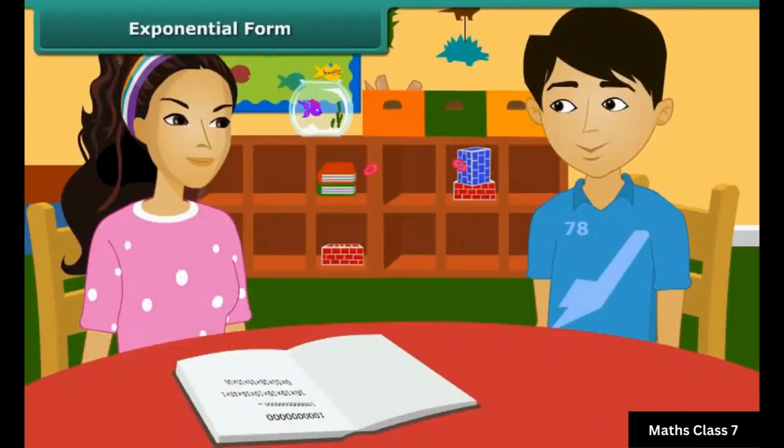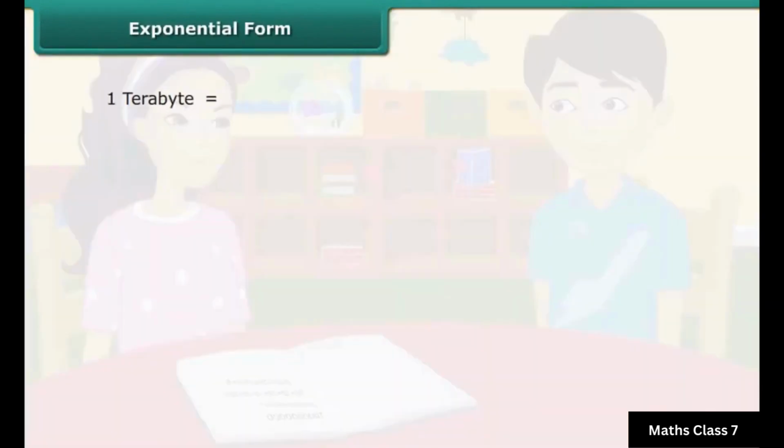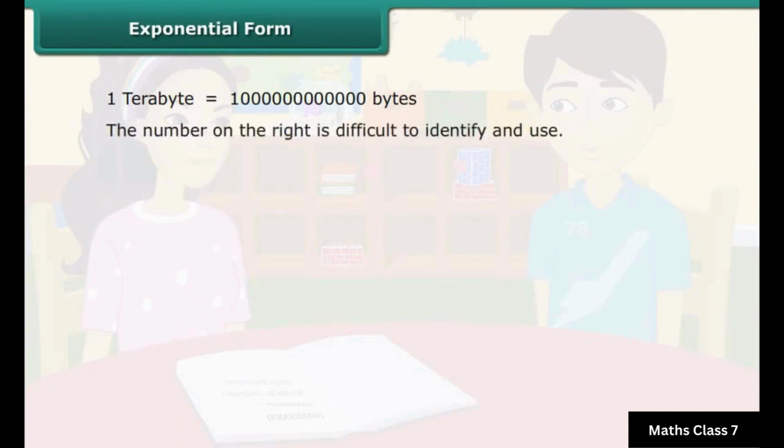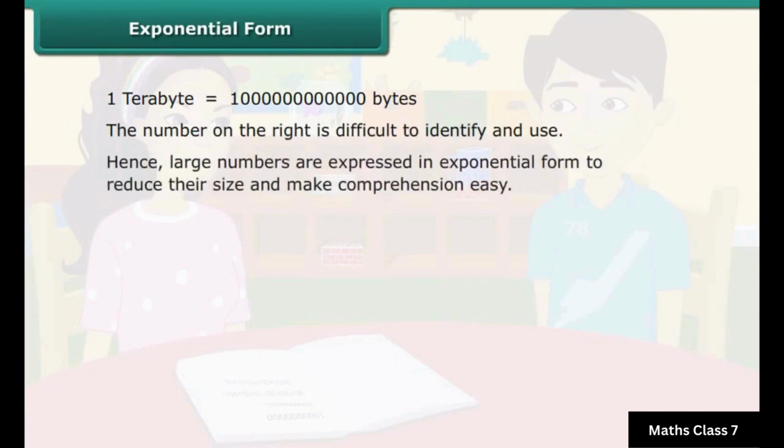Exponential form. You heard Dhruv tell Varsha that 1 terabyte is equal to 1 followed by twelve zeros bytes. When expressed so, the number on the right is difficult to identify and use. Hence, such large numbers are expressed in exponential form to reduce their size and make comprehension easy.